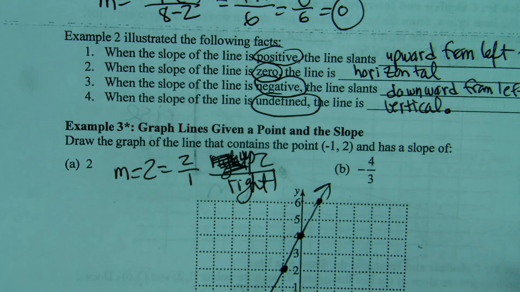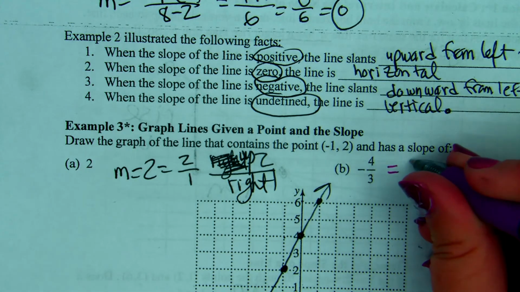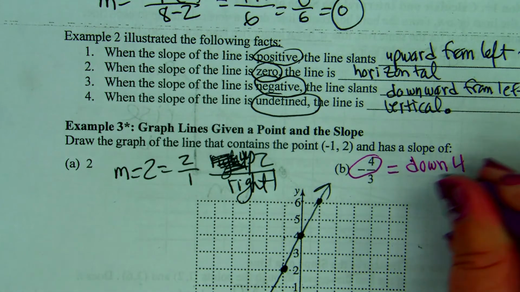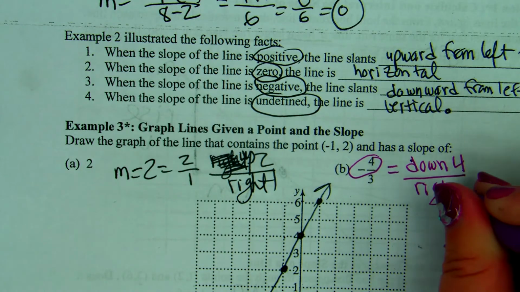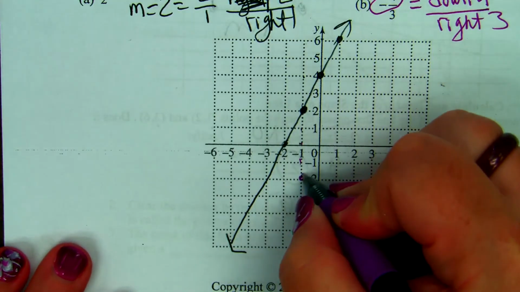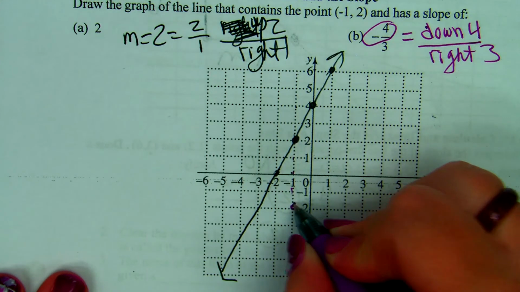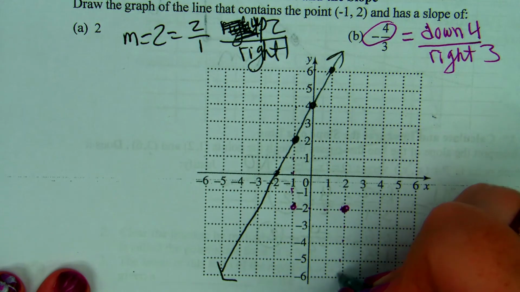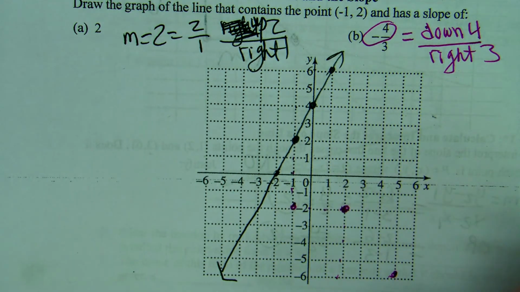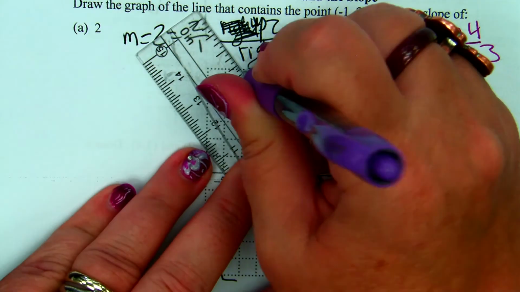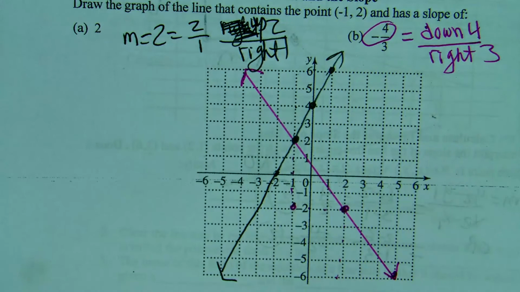And the other line has a slope of negative 4/3, so it's negative. Down 4, right 3. So we start at this point and we go 1, 2, 3, 4. There it is. Down 4, right 3. We always go to the right. Down 4, right 3, and use the ruler. It's either up or down, and it's always to the right. And there's our line.